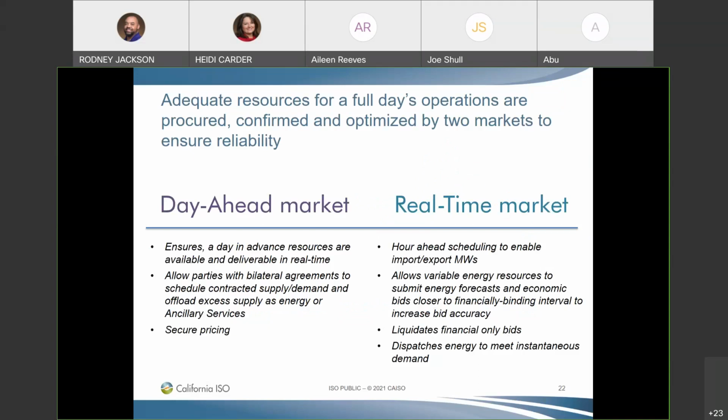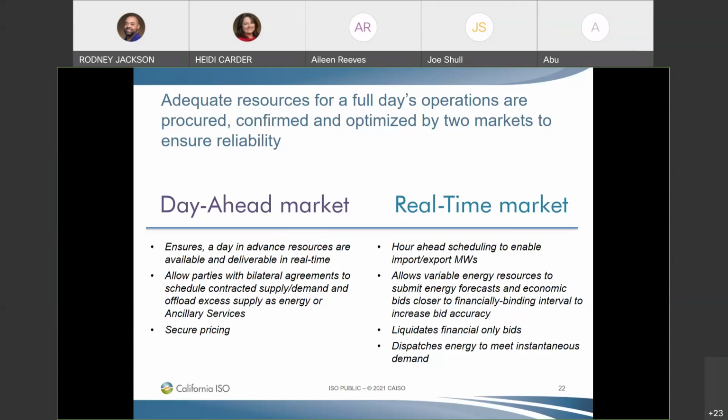So now these two markets are as listed. Now the day-ahead energy market procures resources to meet reliability assurance a day in advance, hence the name the day-ahead market. Now, the job of the day-ahead market is to ensure that there are adequate resources available, deliverable in real time. Now, this enables parties with bilateral agreements to schedule their contracted supply and demand into the market. They can offload excess supply in the form of energy or ancillary services and secure pricing due to changes in load forecasts or for incremental changes in demand.